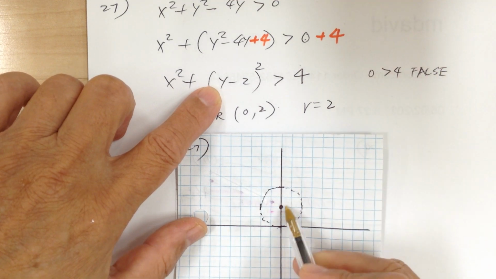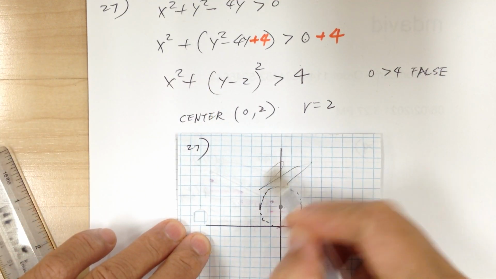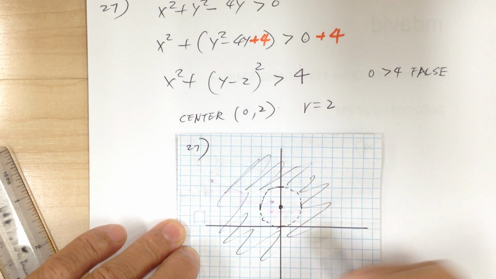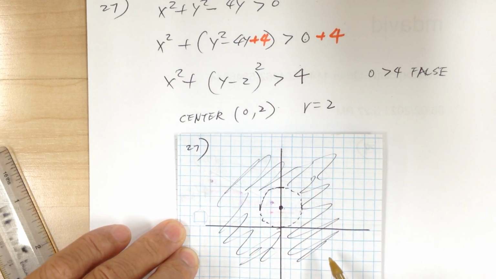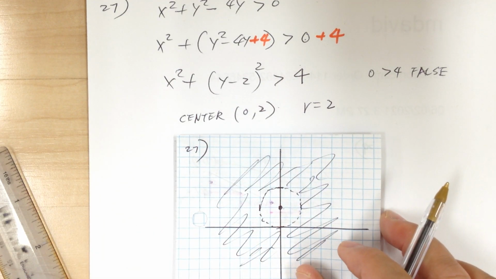So that means this point is false. That means you have to shade in the other side, or the outside. And that would be number 27.